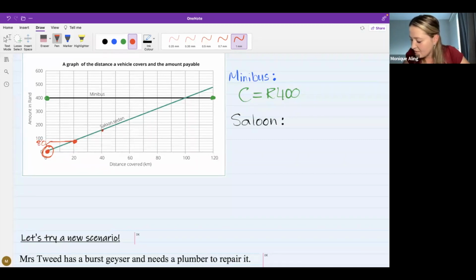Then you get to 40, you're paying slightly more. If you travel 60 kilometers, you're paying even more. So the price is increasing as the distance increases. Okay, so now it's more of a proper formula where we actually have to work it out.